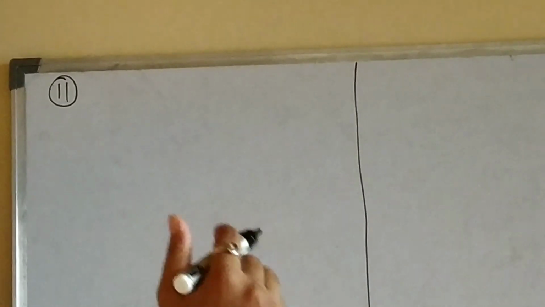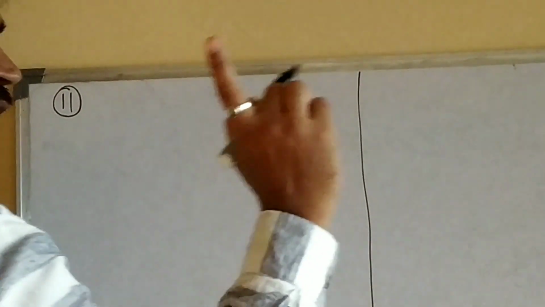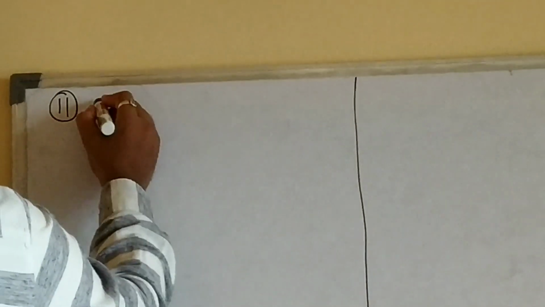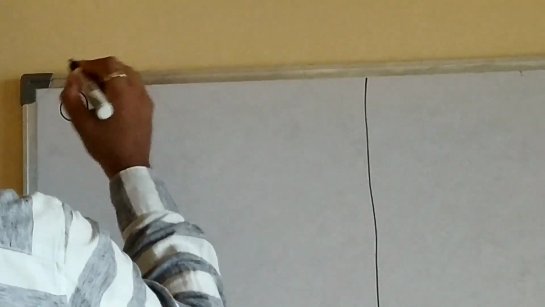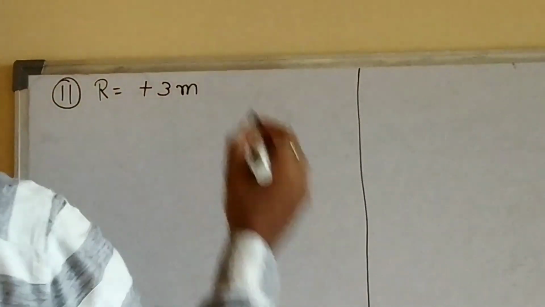Where will this radius of curvature come? To the other side, to the right side of the mirror. Right side in the sense, far behind the mirror, to the virtual side, right? So we should take the sign convention positive. So radius of curvature, that is R, is given as plus 3 meter.